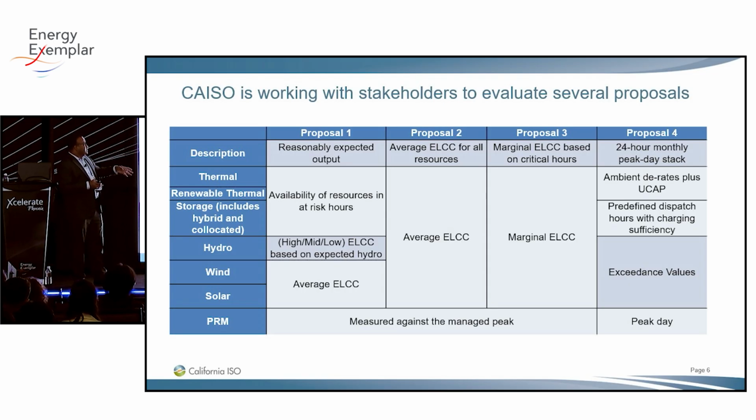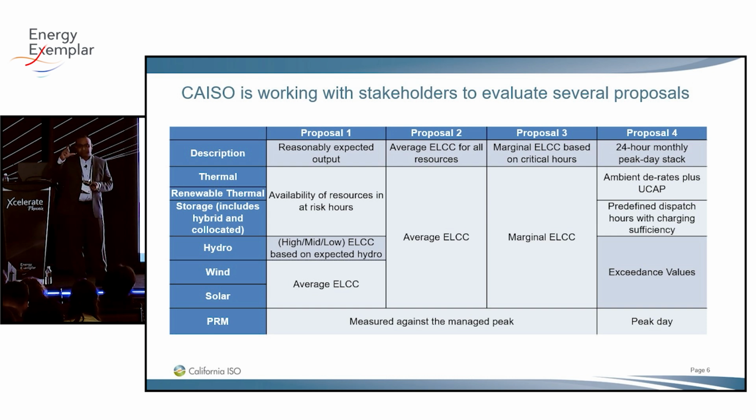Proposal 3 was, it doesn't matter the resource type, you only look at its availability in the at-risk hours and then do an average and come up with a marginal ELCC there. Proposal 4 was mimicking more the slice-of-day kinds of requirements that we have that I showed you earlier. So basically you have 24 slices. For each slice, the resource is worth a particular amount. UCAP adjusted D-rates for thermal resources, and for wind and solar and hydro, you have exceedance values.